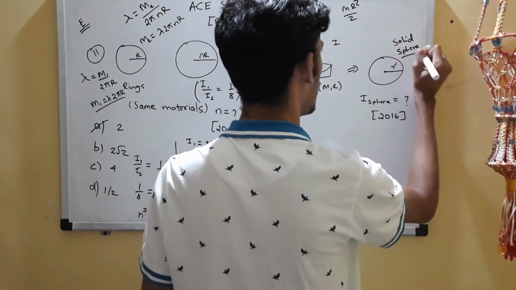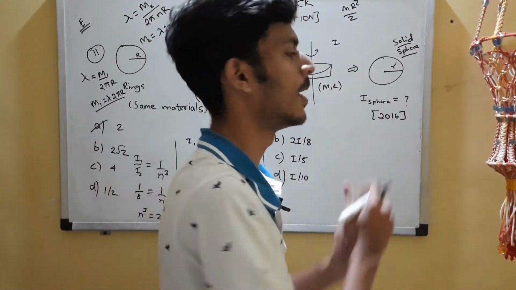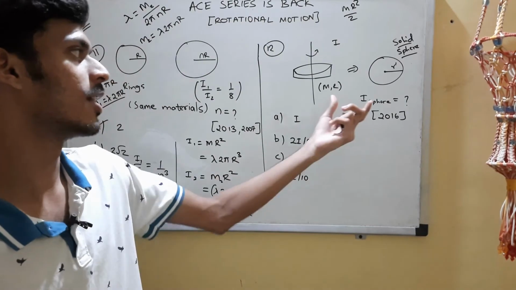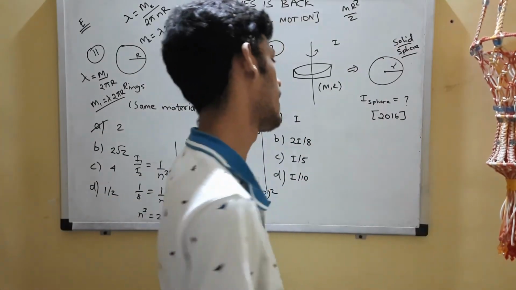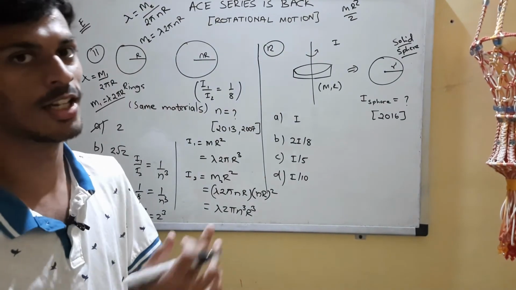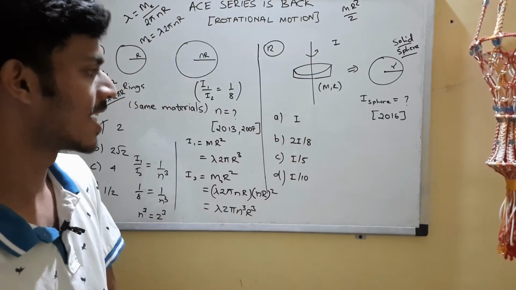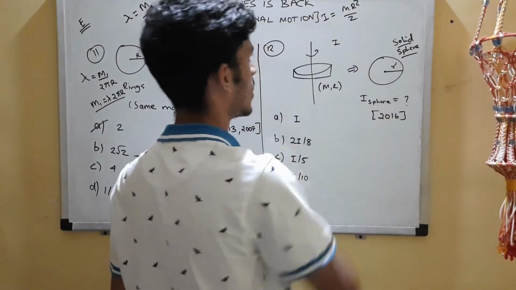Basically, whatever volume of disk was there, you melted it and made a sphere out of it. You are supposed to tell what is the moment of inertia of that sphere about a diameter. Just find the moment of inertia of that sphere about a diameter in terms of the moment of inertia of this disk. We already know for the disk it is mr square by 2.